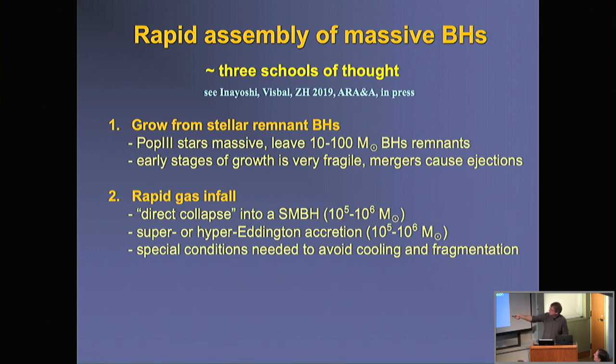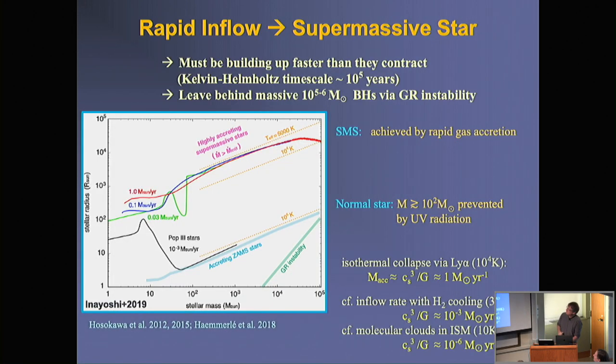The other idea is to have much more rapid inflow of gas into early protogalaxies. Sometimes people call this the so-called direct collapse into a black hole. Or alternatively, one of these stellar mass black holes can accrete very rapidly, at rates much higher than the Eddington limit. And this is also possible. There are special conditions needed to arrange this. But the way this works is actually the physics I'm going to use here, also for the model I'll talk about. And it's essentially the formation of a supermassive star. The key concept here is very simple.